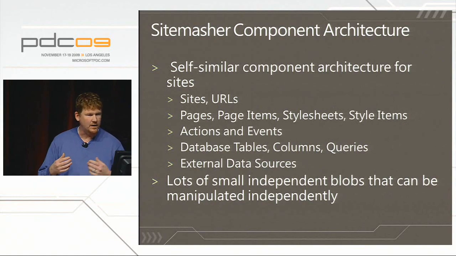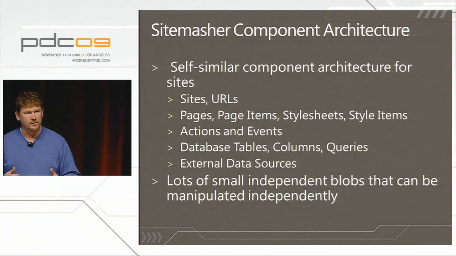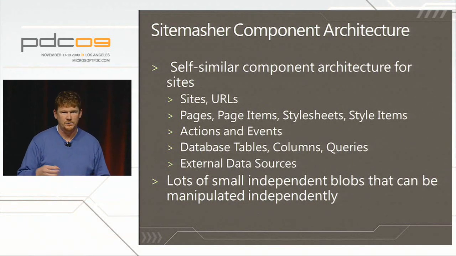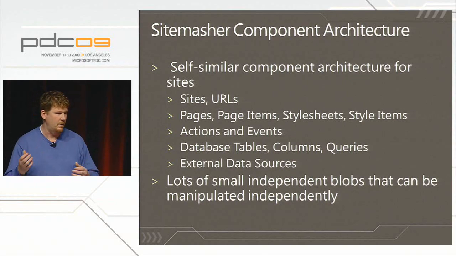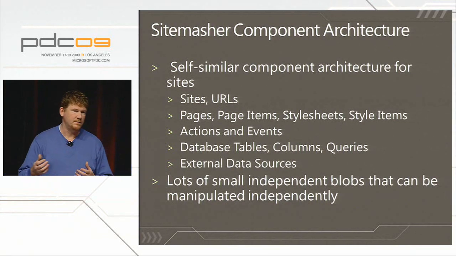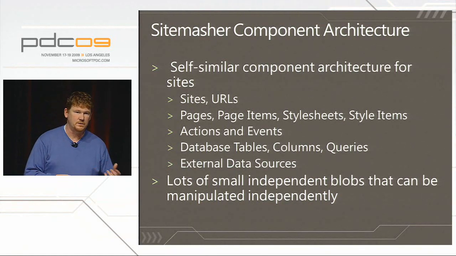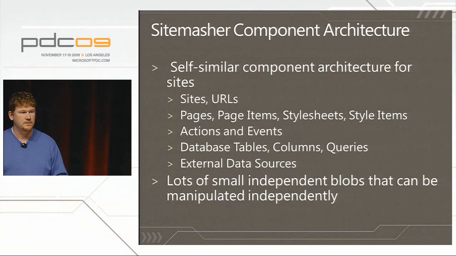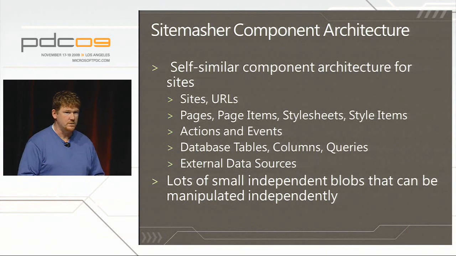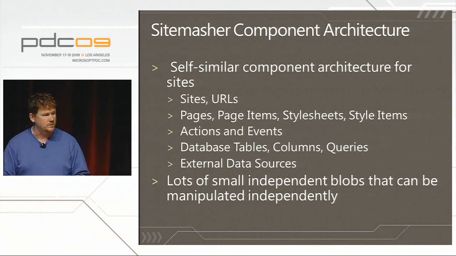So basically, the architecture of SiteMaster: we took a look at what a page looks like when you're trying to serve up a complicated thing. There's a bunch of things. You've got CSS, style sheets. Maybe you've got connection strings. You've got other things, SQL, whatever. So we made what we call a self-similar component architecture that allows you to traverse up and down the system, whether that's dealing with sites, JavaScript events, content, database tables, anything like that, even external data sources if you want to consume some data from a third-party REST service and so on.